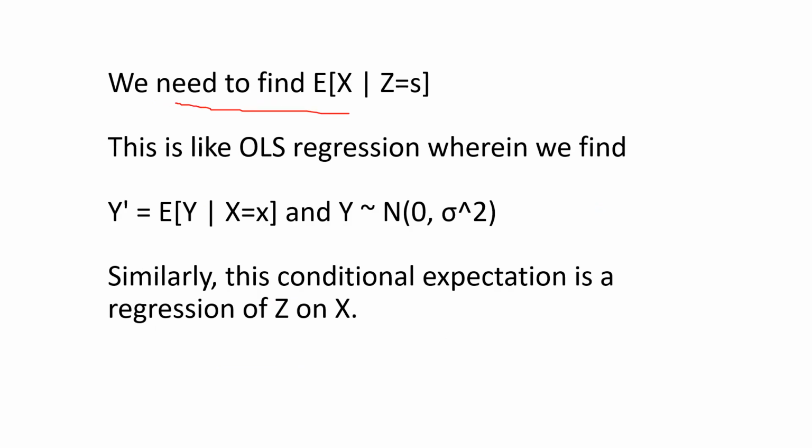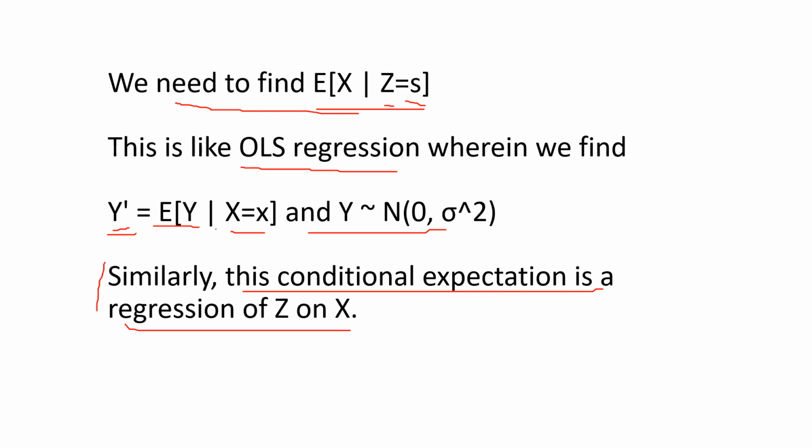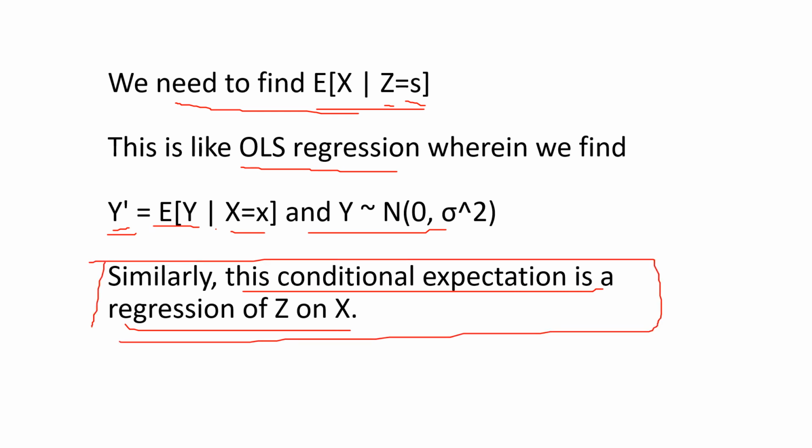So we need to find the expected value of x given that x plus y, which is z, takes on some value equal to s. So we have to find this conditional expectation, and if you recall, this is the same conditional expectation which we find in OLS regression, wherein we estimate that the value of y hat is equal to the expected value of y given x is equal to some value x, and the error is distributed normally with mean 0 and variance sigma squared. So this conditional expectation is a regression of x on z, just like here we had the regression of y on x.